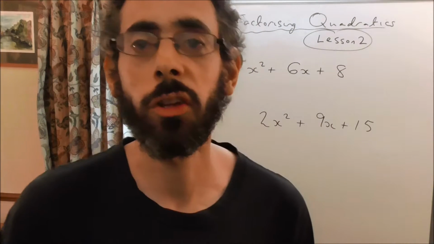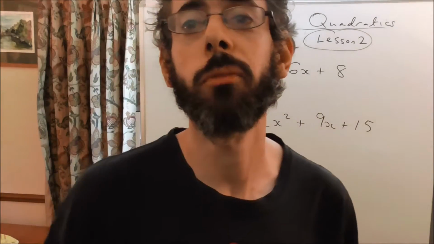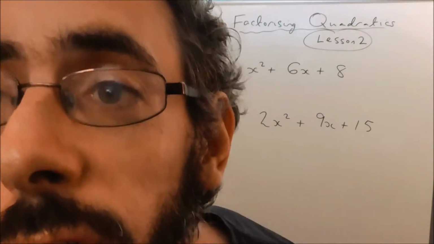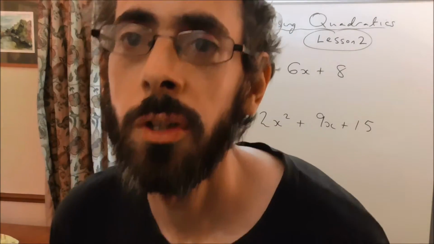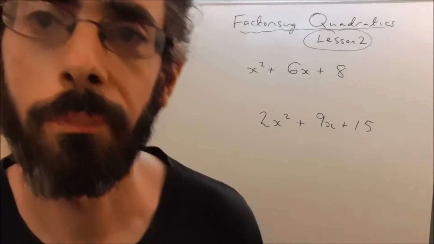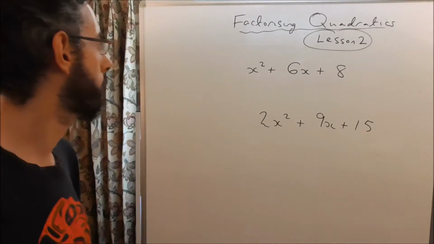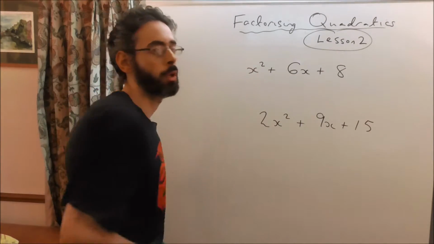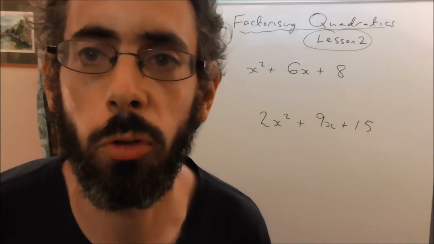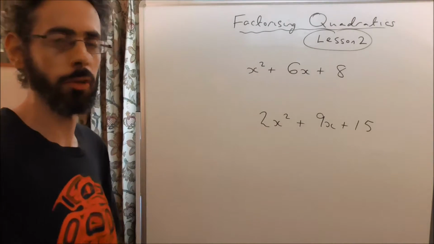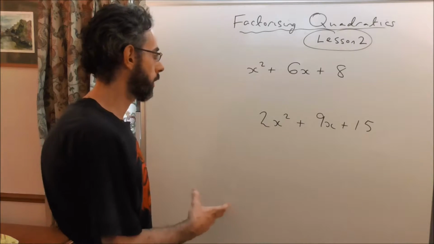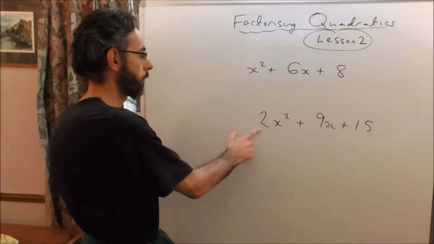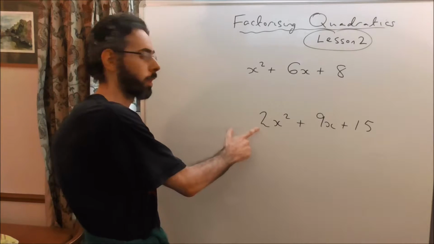Right, Factorising Quadratics Lesson 2. It's probably a good idea to have watched Lesson 1 first, because I'm going to be using the method I showed you in that lesson to do some slightly harder factorising. Last lesson we were looking at expressions that started with just x squared, whereas today we're going to be factorising quadratics that have a number in front of x squared, like 2x squared or 3x squared. So in other words, where the coefficient of x squared isn't 1. It's going to be more than 1.